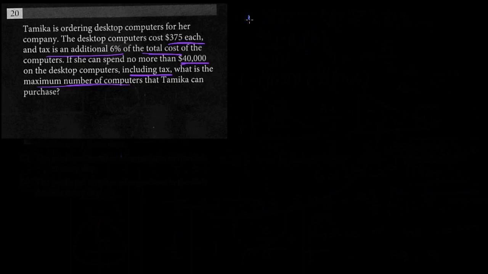Well, let's say N is the max number of computers that Tamika can purchase. Then 375 times N is going to give us the total cost of all the computers without tax. That's very important, because tax is an additional 6% of the total cost. And so I would have to multiply this 375 by an additional 1.06.